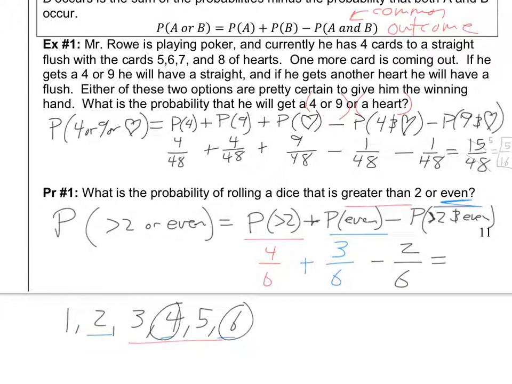So let's go ahead and do this math. We got 4 plus 3, that's 7, minus 2, that's 5. So we end up with 5/6. Well, this makes sense because remember we said, you know what? Any one of these numbers is going to be a success, right? And this is the only way you could fail.